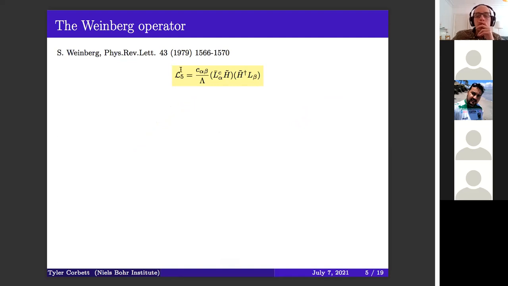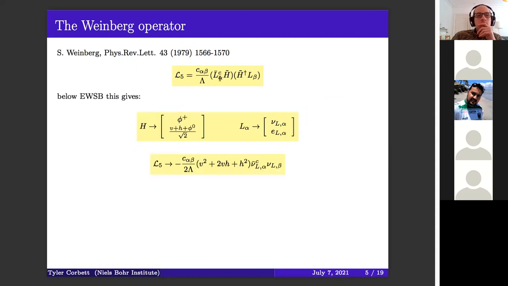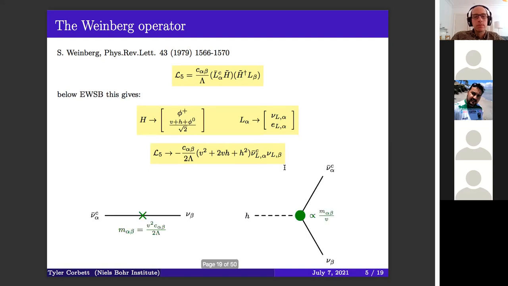So Weinberg wrote down this operator back in the day. He was studying baryon number violations, said, oh, by the way, there's a leading operator that actually gives neutrino masses. So I take this operator, I expand the Higgs doublet in terms of the goldstones and the Higgs in the VEV, expand the leptonic doublet in terms of the neutrinos and the charged leptons, and I get something that looks like this. This v squared term is exactly a Majorana neutrino mass. This h term couples the Higgs to neutrinos.